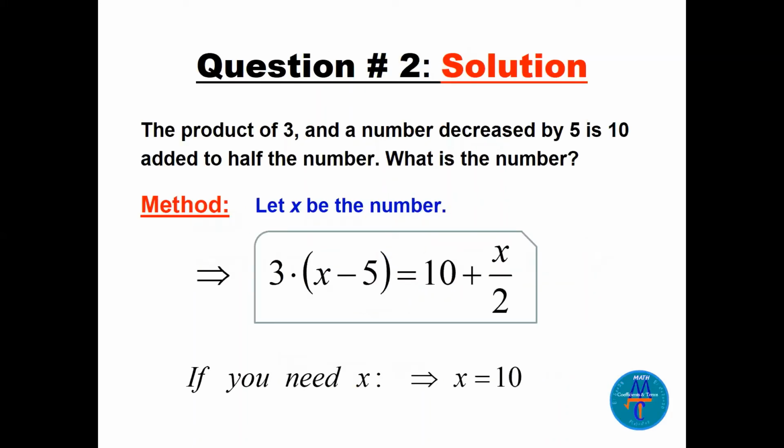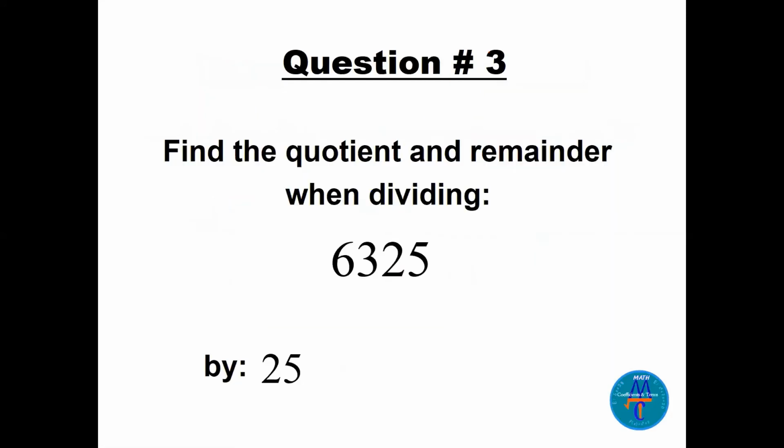So the product of 3 and the number decreased by 5. See, number decreased by 5, so x minus 5, times the 3, equals, is means equal, 10 added, so 10 plus half the number. We can write half x or x over 2. That's what we need. This is the translation. Now to solve it, I think it's easy. You can multiply 3 times x, 3 times 5, and here we have half x, so multiply the whole equation by 2. You can try it. X should be equal to 10. Let's see question number 3.